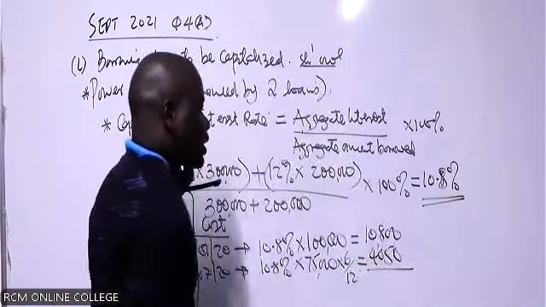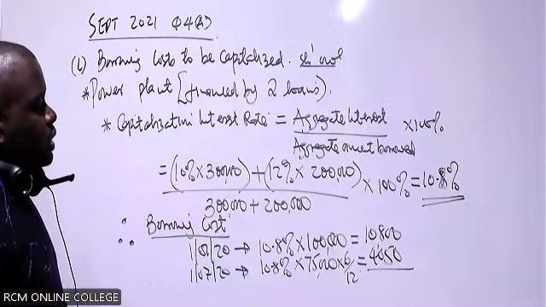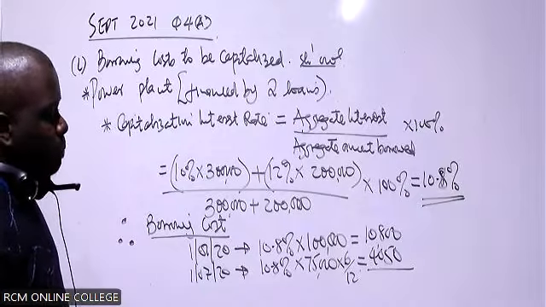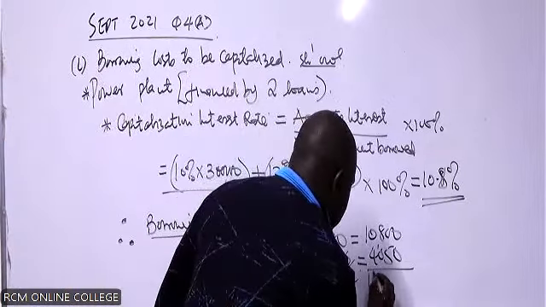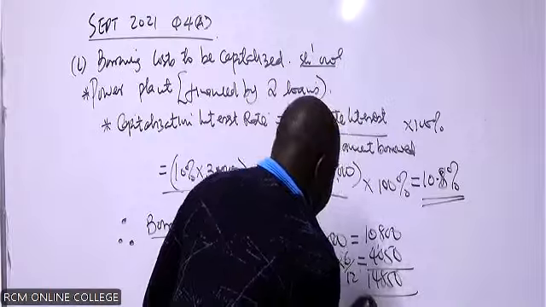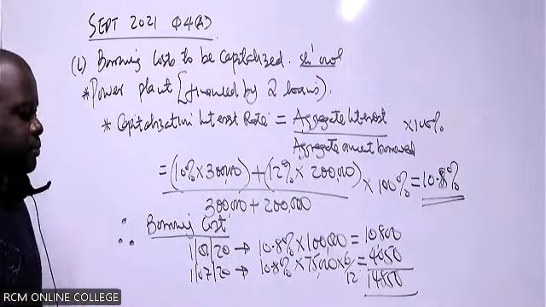And therefore, you'll be able to get the total borrowing cost incurred on this power plant. You'll get an amount of 14,850, that is 14,850,000.